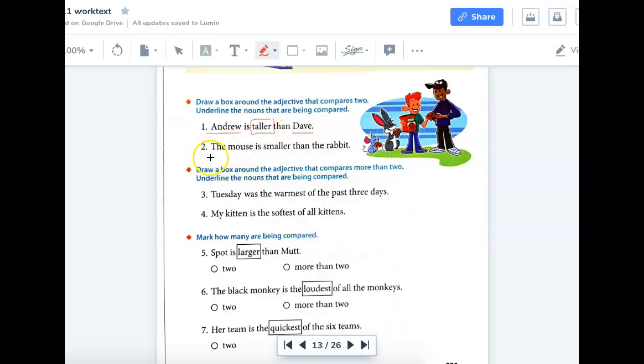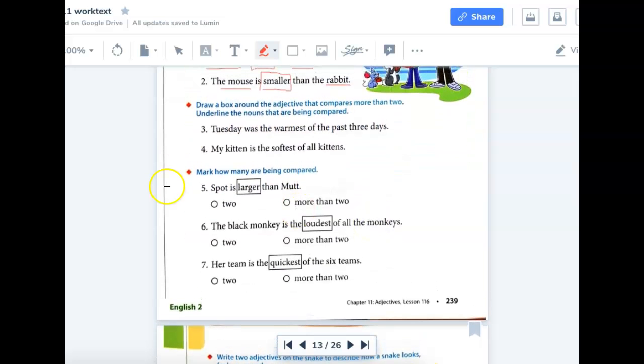Number 2. The mouse is smaller than the rabbit. What is the adjective that compares two nouns? The adjective is smaller. Then which two nouns are being compared? They are mouse and rabbit. Very good.